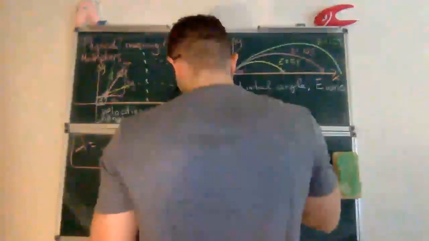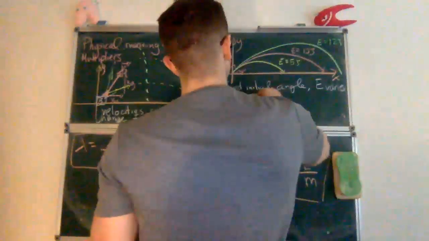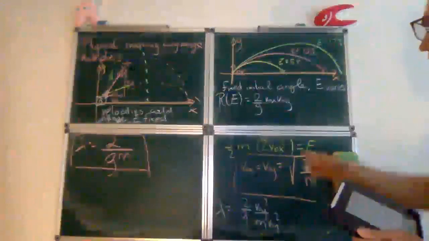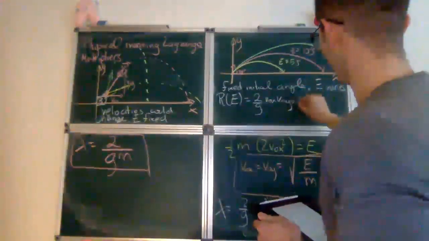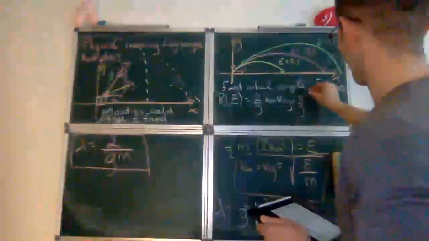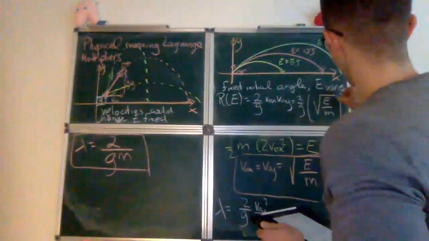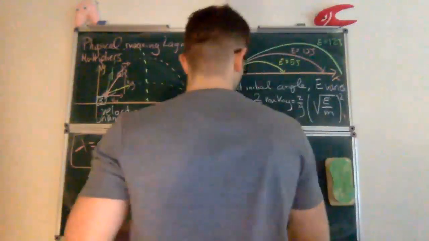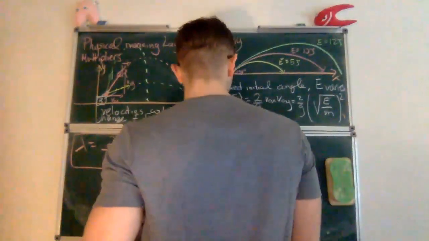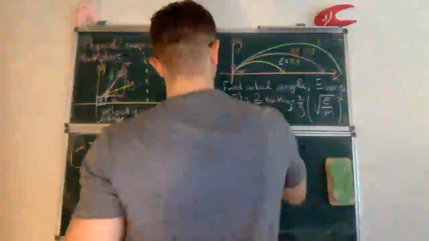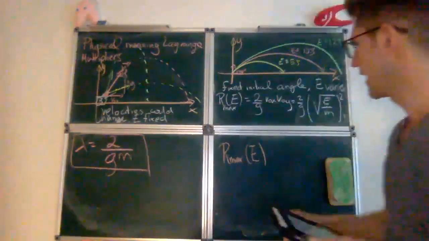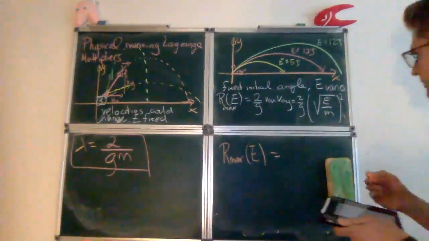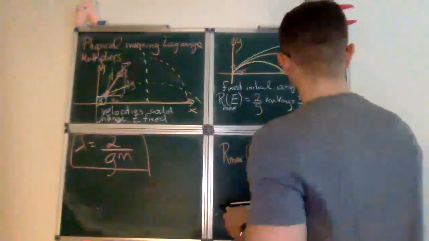And again, the original formula for the range was this one, but you know that each of these can be written in terms of the energy. So this gives you root of E over m squared. And so in other words, what you find is the maximum range that you can get by using some energy E. If you square this, the square roots go away, and so you just get 2E over Gm.